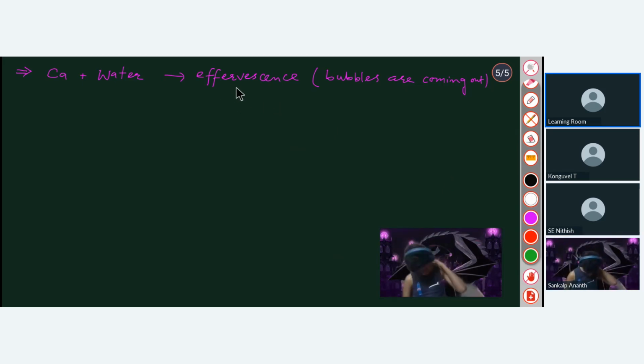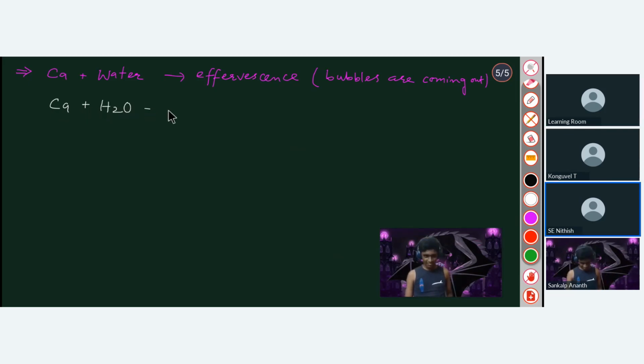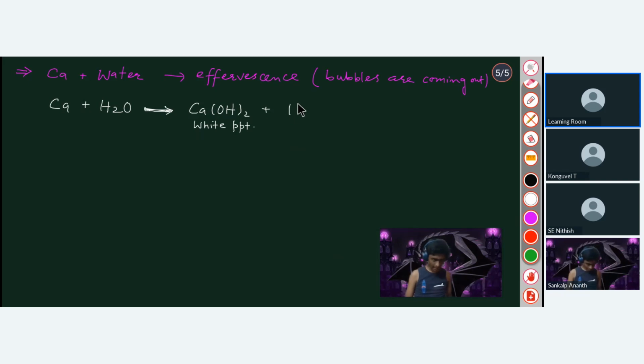Now, can you tell me the reaction and which gas will be released here? Hydrogen. Exactly, it will be hydrogen. So what will be the complete reaction? Calcium plus water gives calcium hydroxide, which is the white precipitate, and we will also get hydrogen gas. So can you balance this? Ca + 2H2O gives Ca(OH)2 + H2, right?